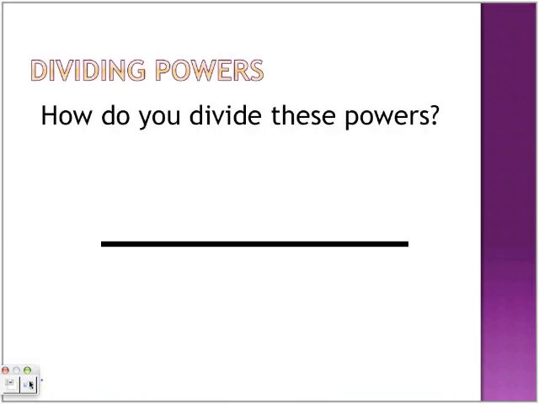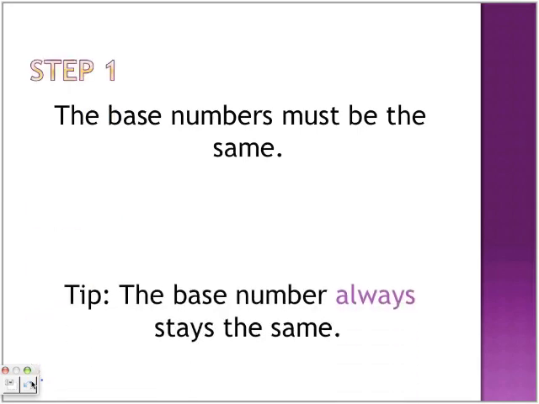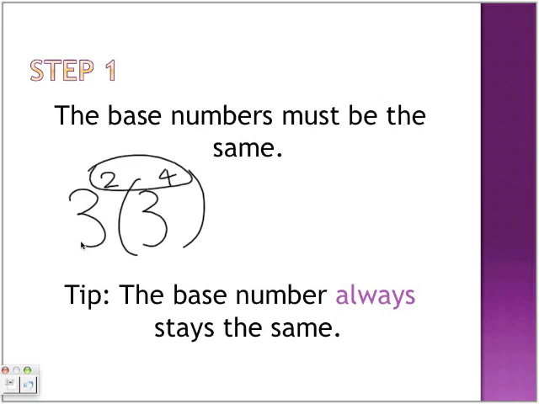So to divide these powers, if you had 3 to the power of 9 over 3 to the power of 7. The first step is to make sure that the base numbers are the same. The base numbers must always stay the same. If you were to have 3 to the power of 2 and 3 to the power of 4, you'd never multiply these two numbers. You're only adding these numbers, the exponents.